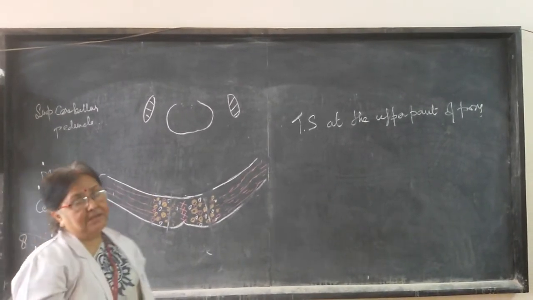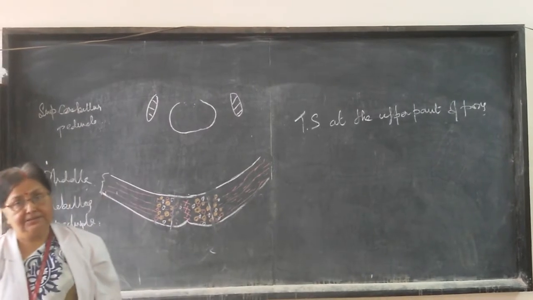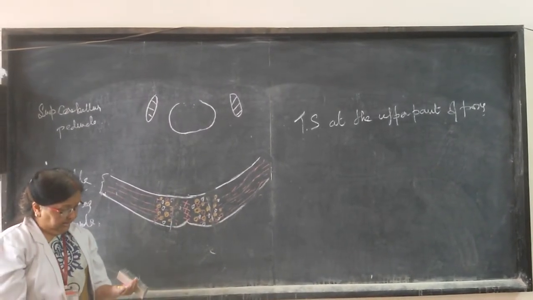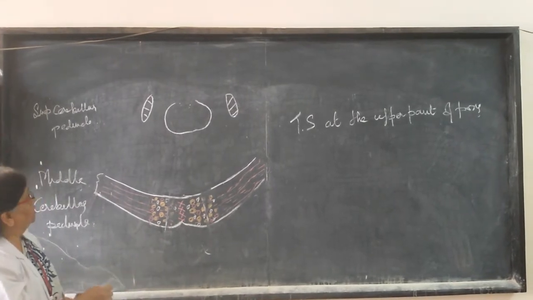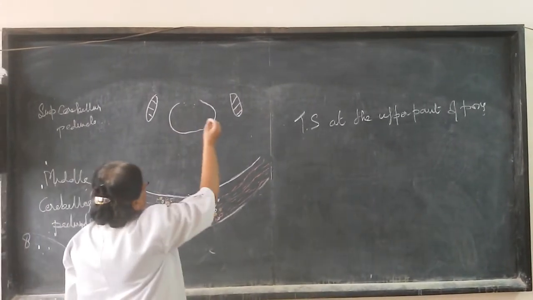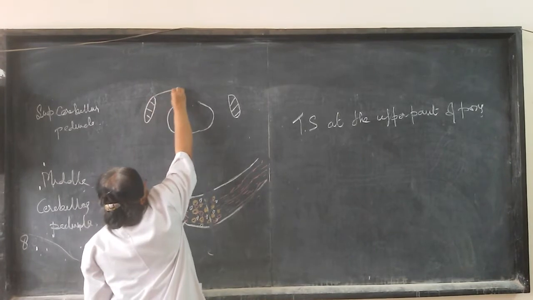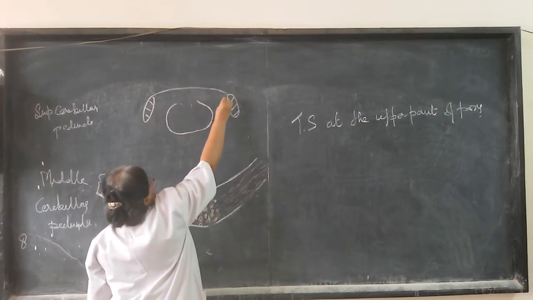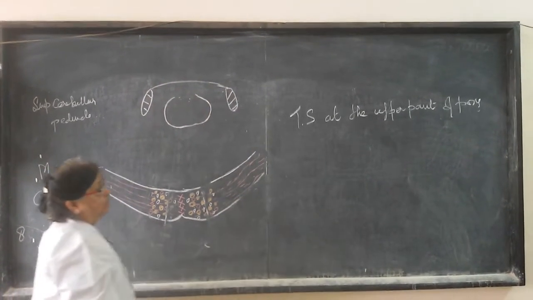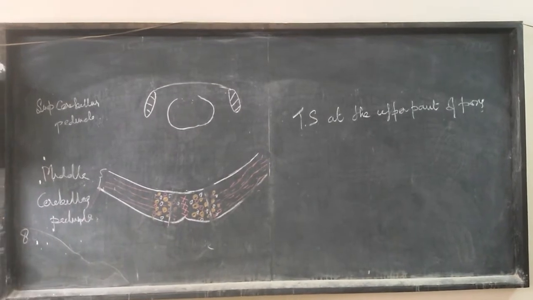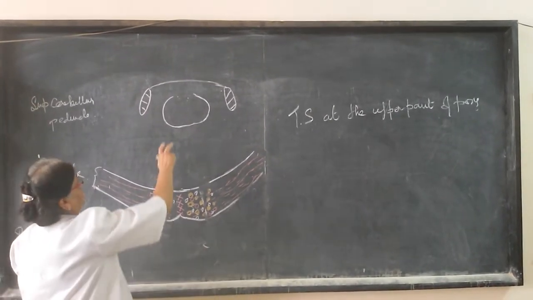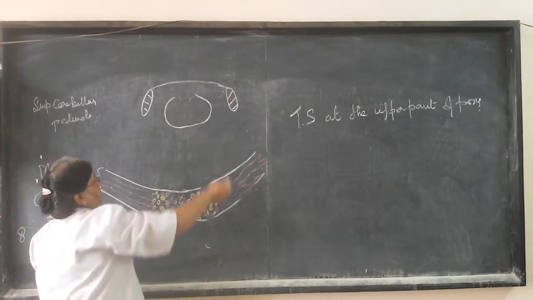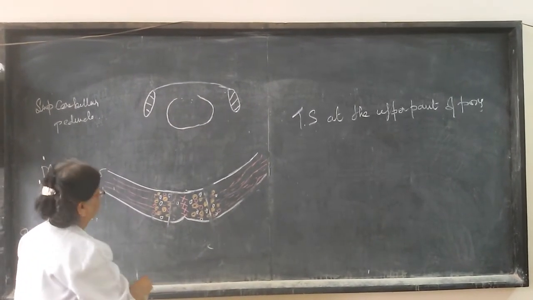And the medial margins of the superior cerebellar peduncles are connected by a sheet of white matter known as the superior medullary velum. This is the superior medullary velum. And this is the cavity, the fourth ventricle.